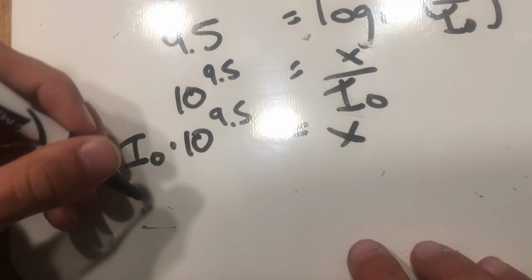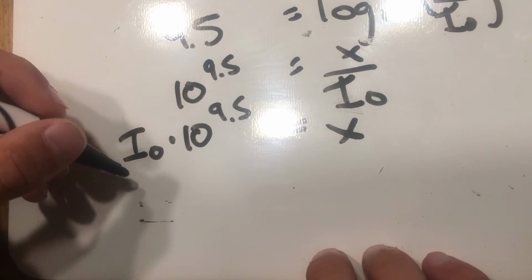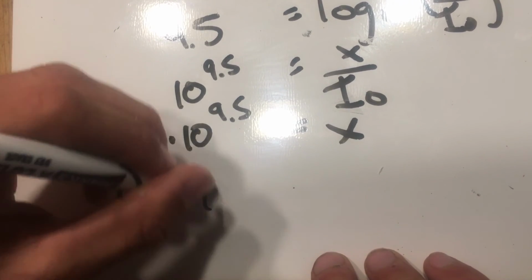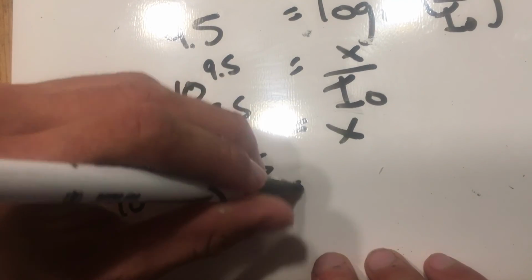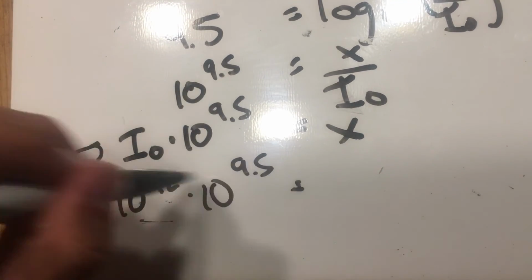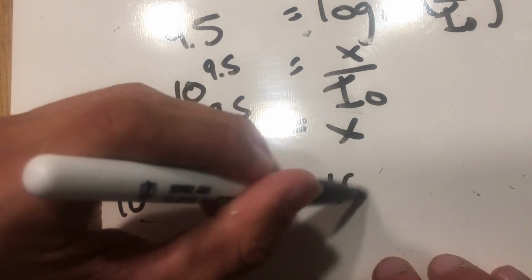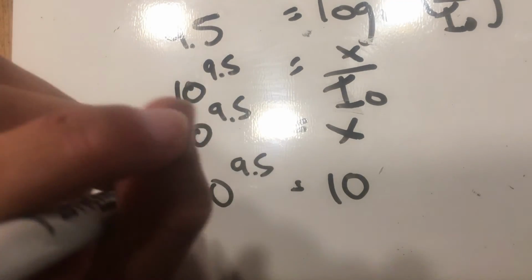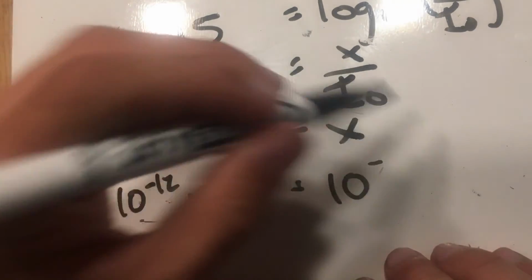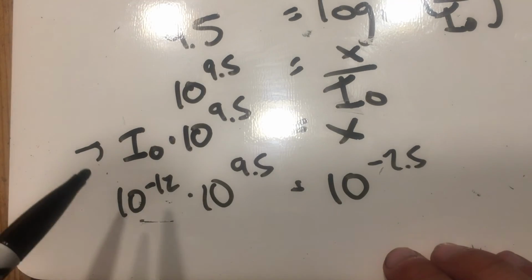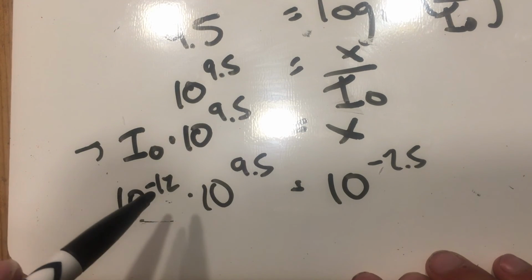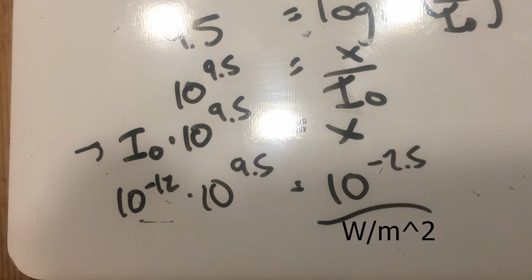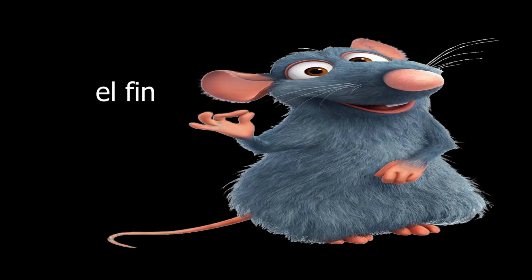Okay, so now we are just going to calculate our final intensity value. So we input the threshold of hearing, which is 10 to the power of negative 12 into that value, and we add the two exponents when we multiply two exponential expressions with the same base. Adding negative 12 to 9.5 is the same as subtracting 12 from 9.5, which is equal to negative 2.5. And there is our answer. The end.